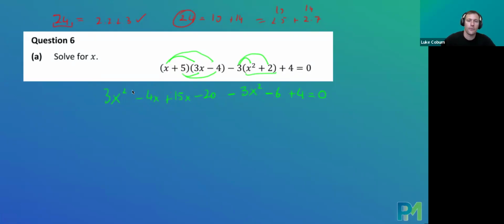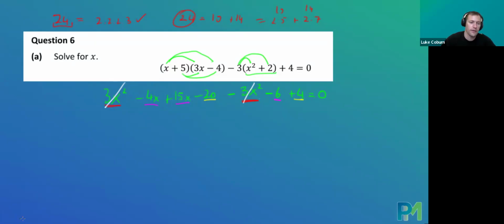So what I'm going to do now is I'm going to underline all the x squared terms. I'm going to underline in a different color all of the x terms. And now I'm going to underline in a different color all of the numbers. Okay, so let's just go through it one by one. 3x squared minus 3x squared, they're gone. Minus 4x plus 15x. That's it, is it?